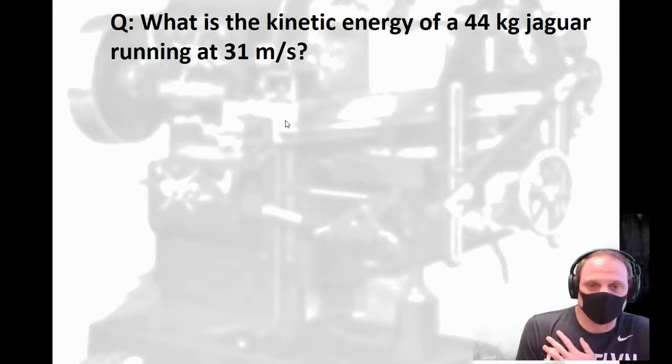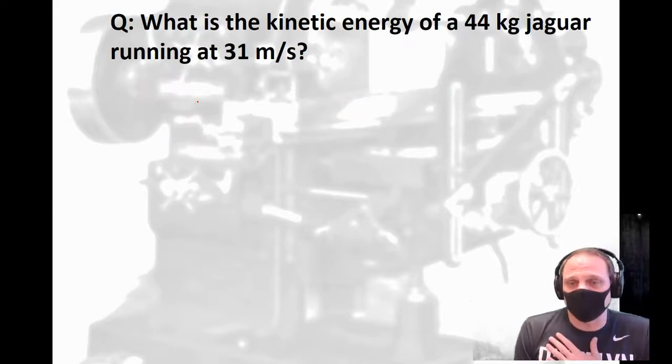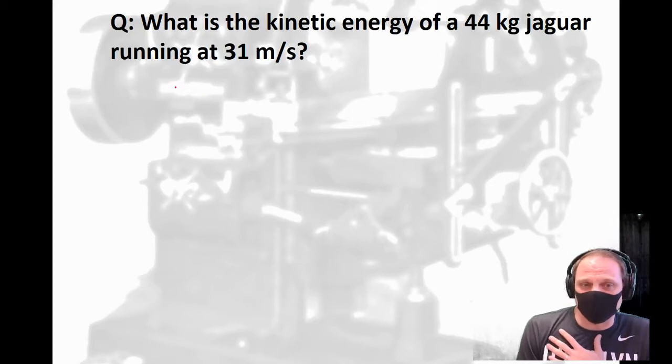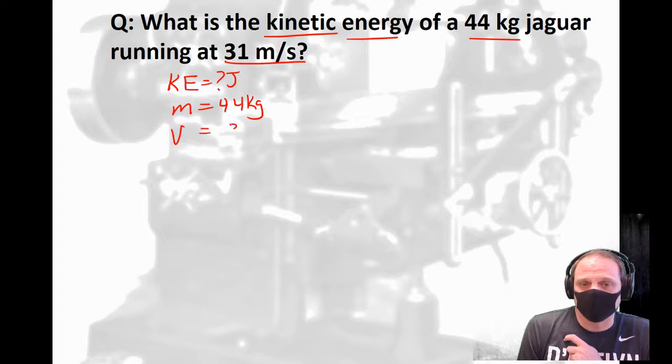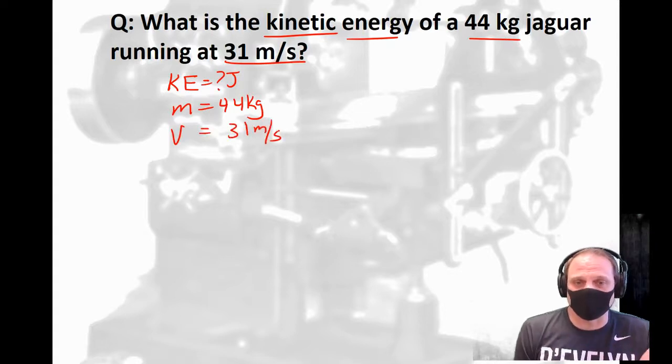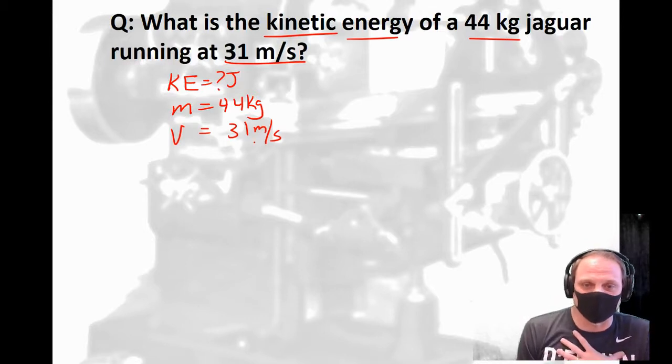So let's see how we would solve this problem. What is the kinetic energy of a 44 kilogram Jaguar running at 31 meters per second? So again, we've got to follow our procedure, right? Let's write down our givens. So KE is question mark number of joules. That's the first thing that they're saying we need to look for. 44 kilograms, that's mass. 31 meters per second, that's velocity, right? Now, it would be nice if we actually had a direction in this case to actually call it velocity, but we can just go with this for now.